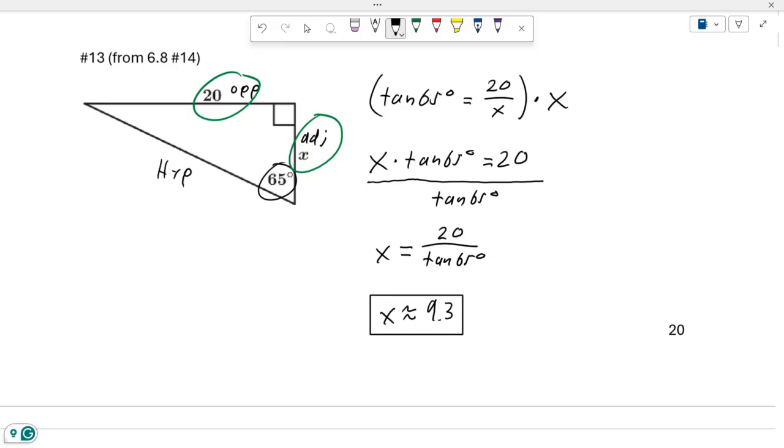However, if this picture is drawn to scale, and it looks like it is, x certainly looks smaller than 20. So it's not as easy to check your answer this time because the hypotenuse is always the longest side, but this question didn't deal with the hypotenuse. But this picture is drawn to scale, and so clearly, if it is drawn to scale, then x is clearly shorter than 20, and 9.3 is shorter than 20, so our answer checks out, and that's our final answer.